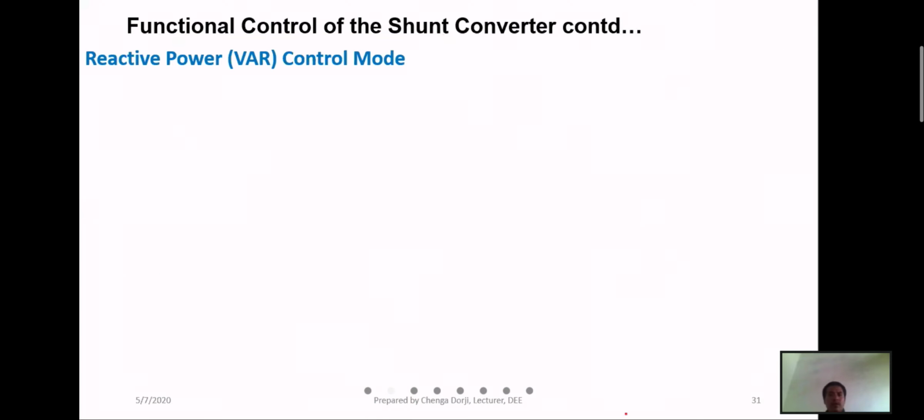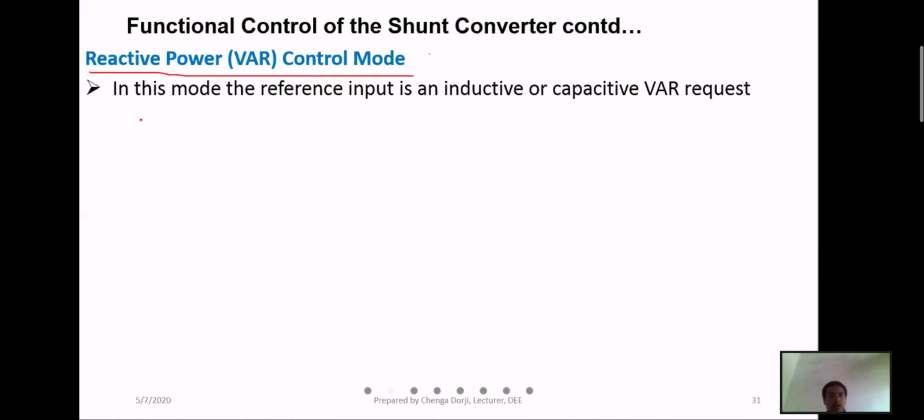So now, different control modes, functional control modes. One you have is the reactive control mode, that is Q control, controlling of Q. Controlling of P will also be there. So here you have Q control. In this mode, the reference input is an inductive or capacitive var request, so you can give either inductive or capacitive.